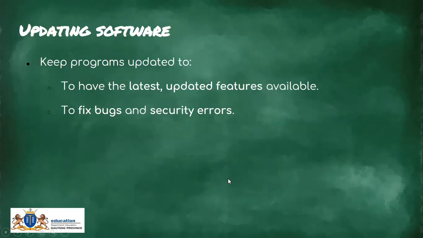Why is it important to update the software? To have the latest and updated features available. That's a reason. So if a question comes up in the exam that asks what the reasons for updating the software are: to have the latest updated features available in that program, and also to fix bugs and security errors. For example, your antivirus, you need to update that timelessly. So it's so important to do so.